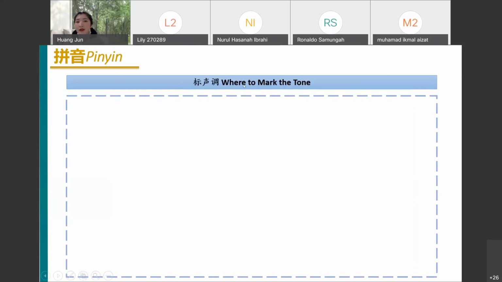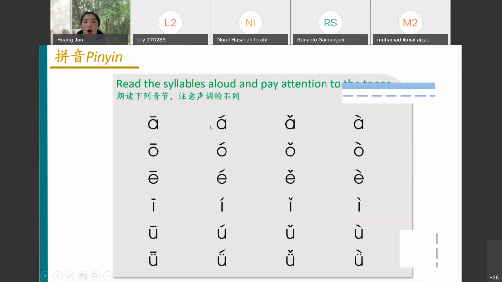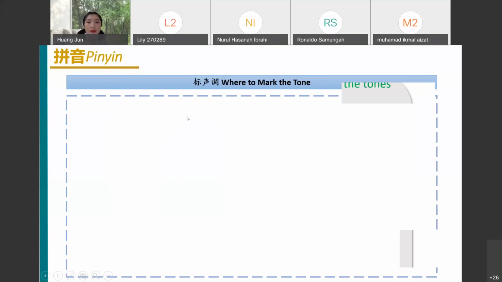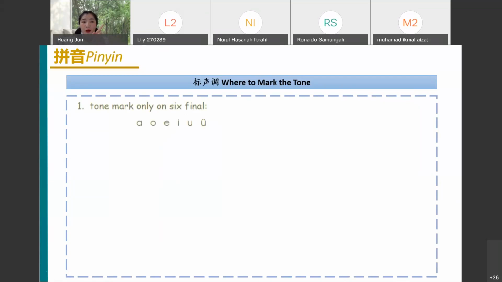Next part I want to remind you is where to mark the tone. This is a very important thing we are going to learn today. We have certain rules to teach you. The first one: you have to remember the tone marks, like 1, 2, 3, and 4. Those 4 tone marks are only put on 6 letters: A, O, E, I, U, Ü. Like I showed you just now, only these 6 letters can be marked with tones. Other letters never take a tone mark. This is the first rule: only these 6 letters can be marked with the tone.